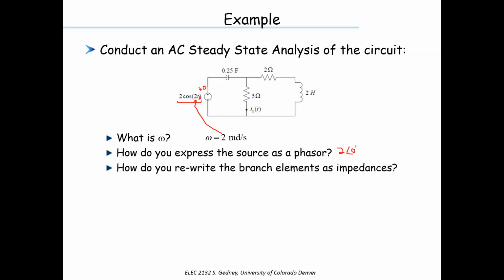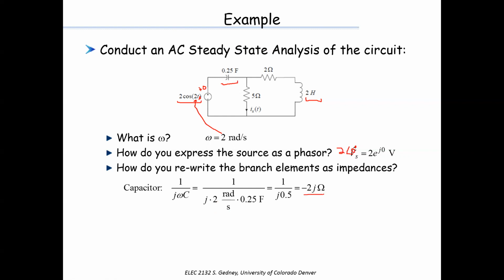Next, I need to rewrite my branch elements as impedances, right? So my capacitor, what's its impedance? 1 over J omega C. What is omega? 2. My inductor, J omega L. What is omega? 2. What's L? 2 henries. So it's J 4 ohms. All right. So I can write my capacitor: it's 1 over J omega C, which is 1 over J times 2 radians per second times 0.25 farads, which is 1 over J 0.5, which is equal to minus 2 J ohms. My inductor is J omega L, which is J times 2 radians per second times 2 henries, J 4 ohms.